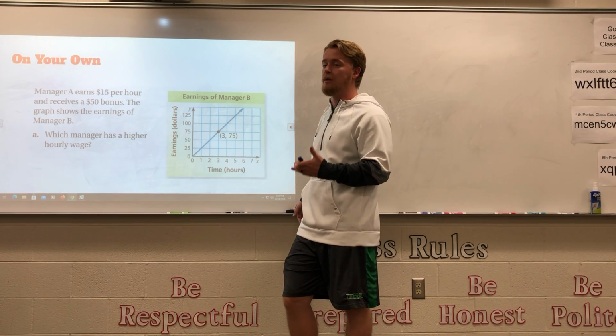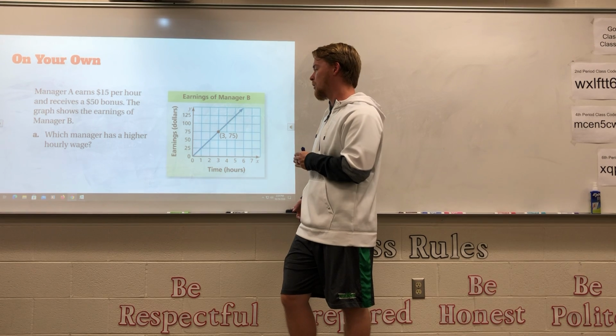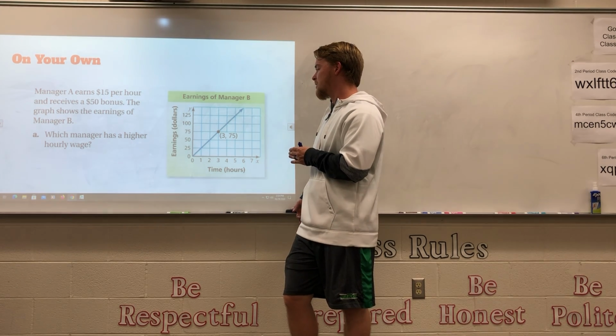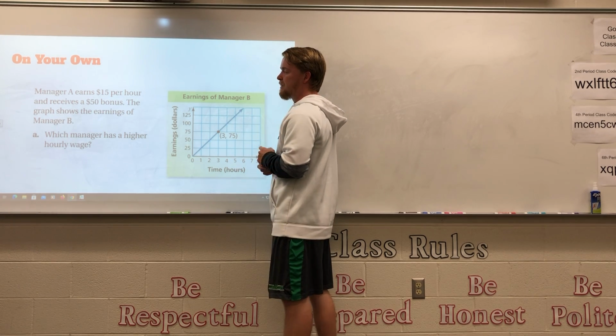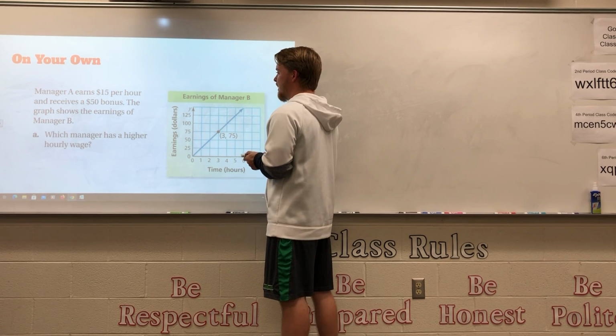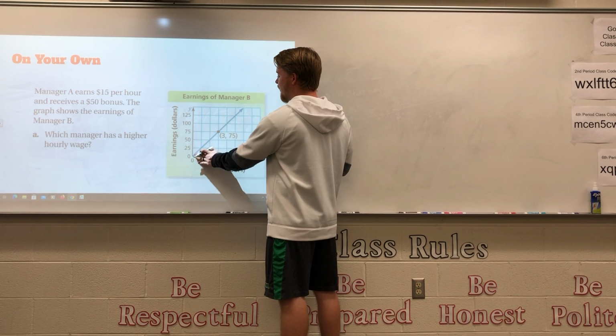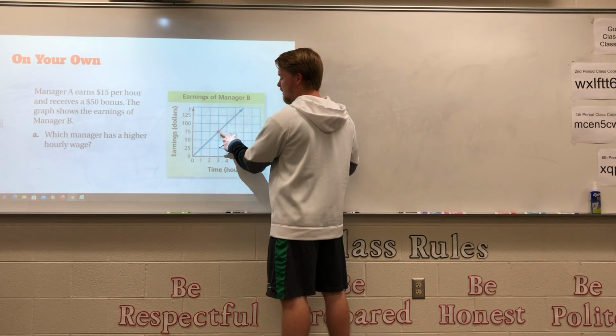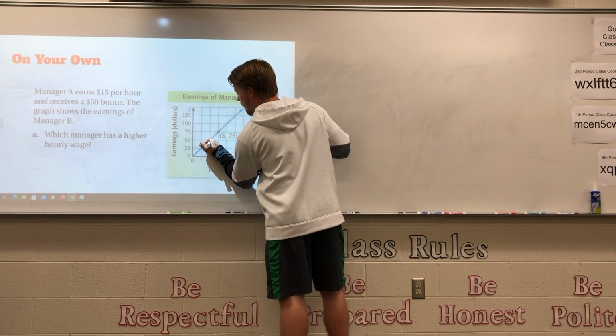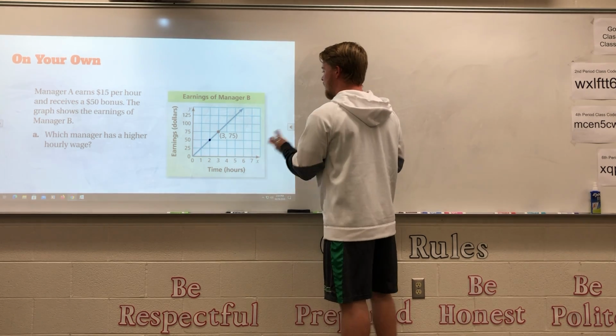So again, we're just talking about how much they make per hour, which is your slope. They tell you what manager A's is, it's $15 per hour. For manager B, we're given a graph now, so you can just pick out 2 points. There's 1 point. You can find another point right there on the graph, and then you just work it out.